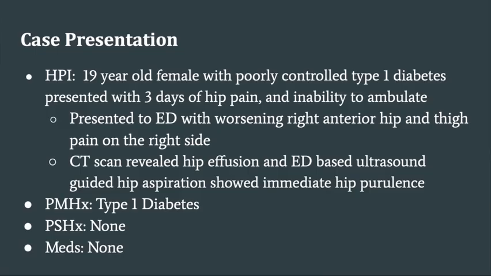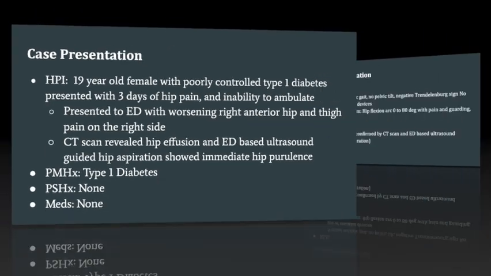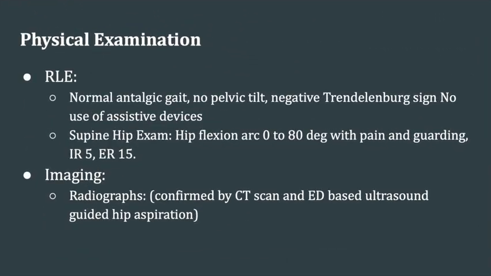The patient in our case was a 19-year-old female with poorly controlled type 1 diabetes who presented to the emergency room with 3 days of hip pain and inability to ambulate. The patient's physical exam, laboratory workup, and CT scan demonstrated an effusion, which was concerning for a hip septic process.